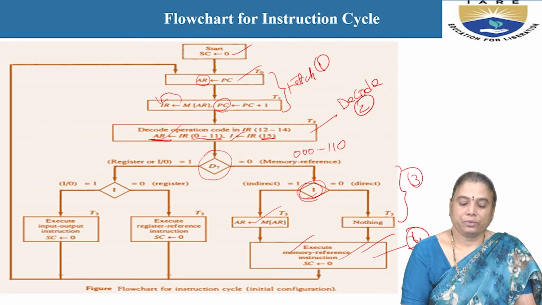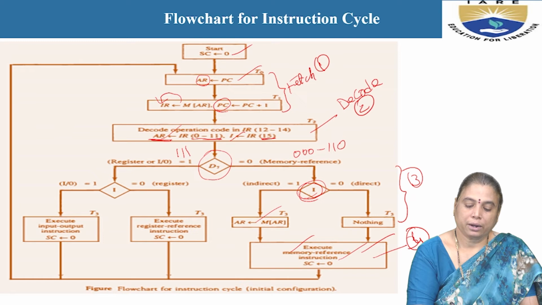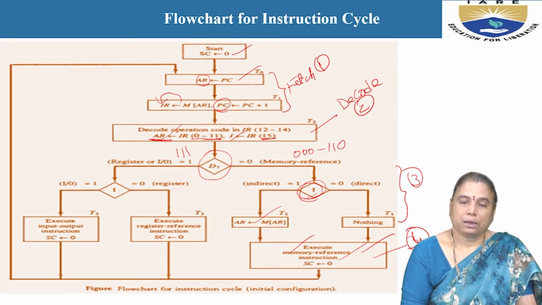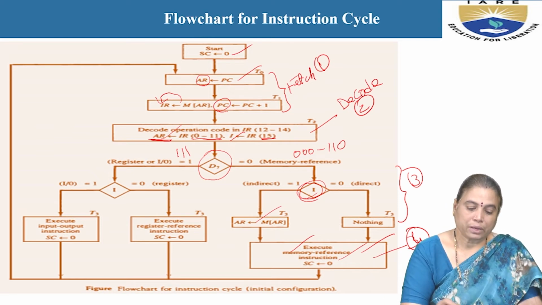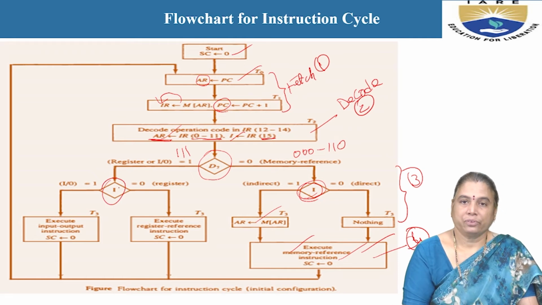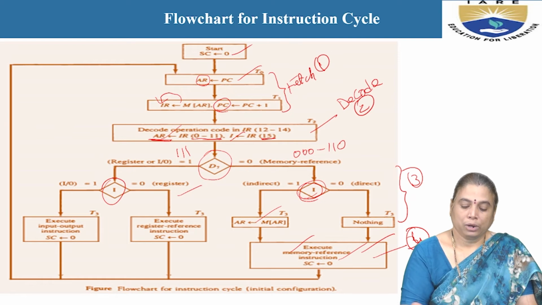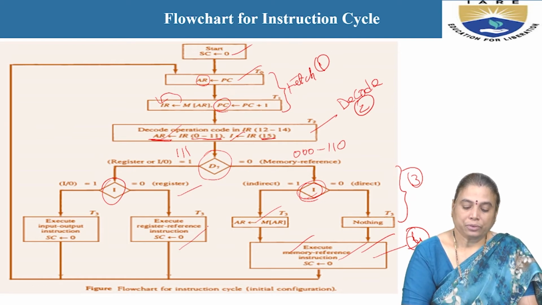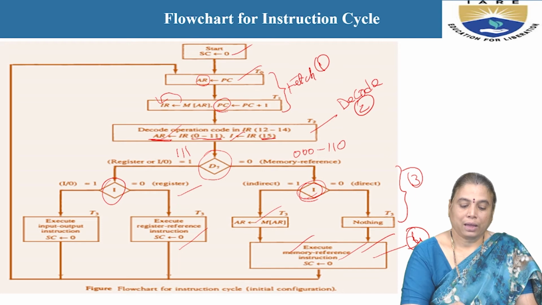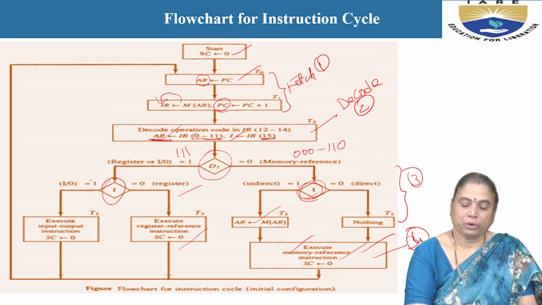In case of a register reference instruction or IO reference instruction, the opcode is 111. For both, the opcode is 111. So how can you differentiate whether it is a register reference or IO reference instruction? Based on the I value. If the I value is 0, it is a register reference instruction, so the operand is available in the processor register. So execute the instruction. If the I value is equal to 1, it is an input output instruction. Get the data from the peripheral devices and execute the instruction.